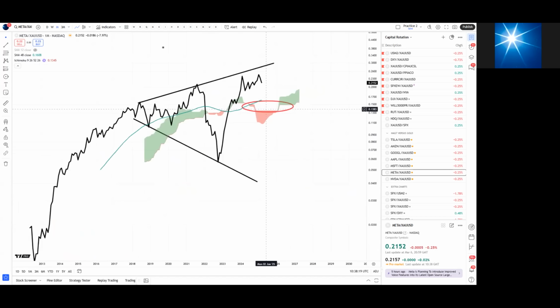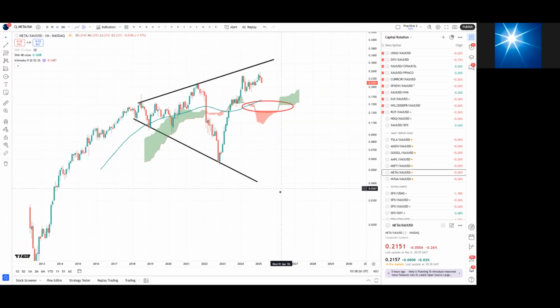Meta versus gold. Well, is it stalling out here? This is one of the stronger looking charts in terms of tech stocks versus gold, but that's a huge expanding megaphone pattern there.